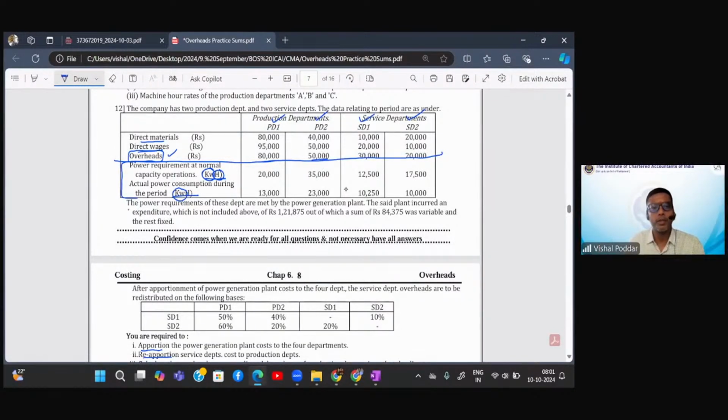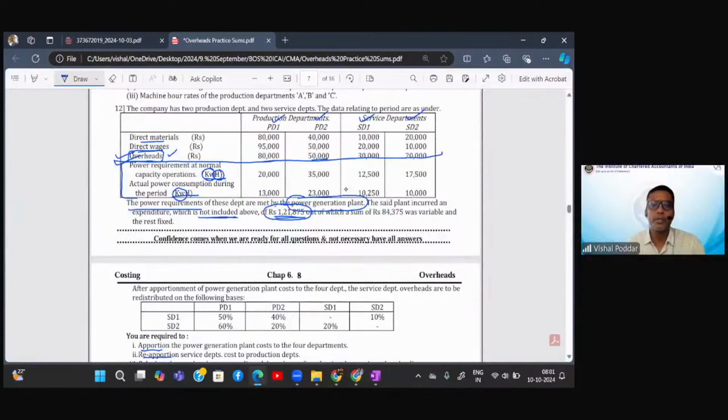Now, what is given? The power requirement of these departments is met by an internal power generation plant. So you have your own power generation plant. You are not purchasing the power from outside sources like government or any board. Now this unit is costing you this amount, and it is not included above, meaning it is not yet covered in overheads. Overheads cover all other expenses like rent, depreciation, salary, everything. So this is left to be charged, and this is what we are going to do as our first step.